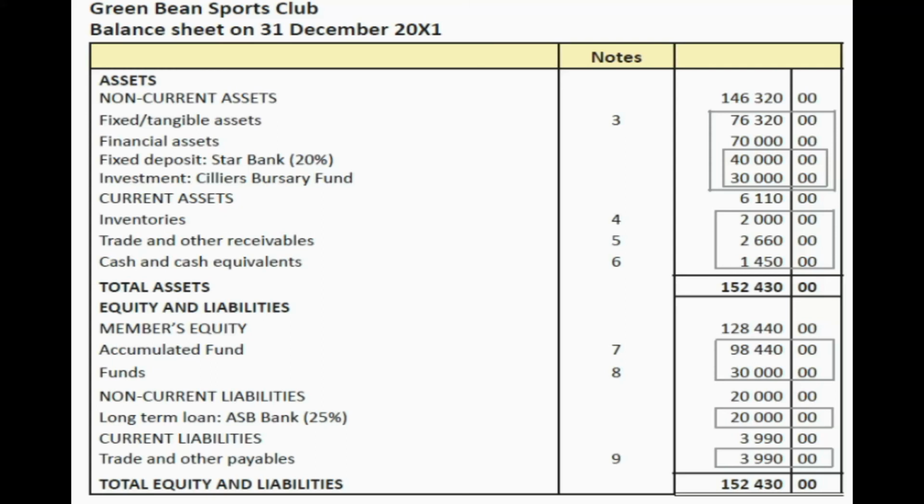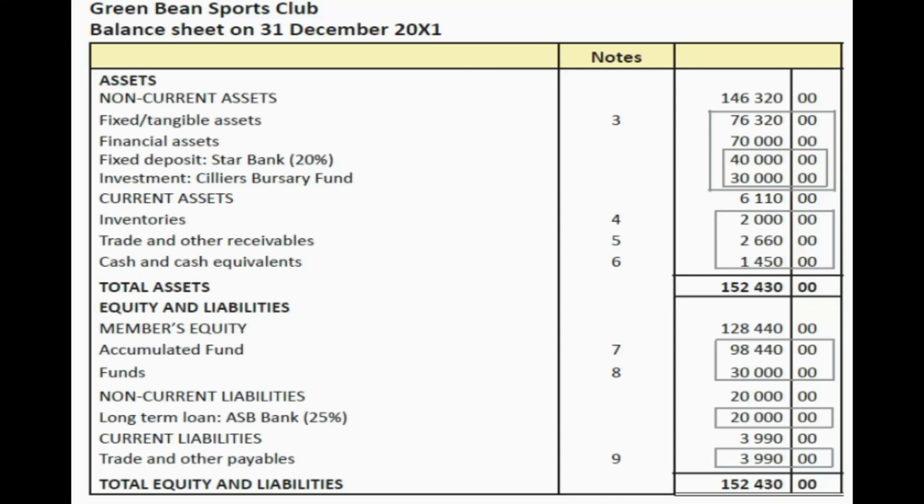Okay, I'm quickly going to go through the balance sheet, the entries in the balance sheet. I see my lesson is getting a bit long now. Okay, we start with non-current assets. Remember, in the balance sheet we've got two headings under the assets, non-current assets and current assets. Non-current assets consist of tangible fixed assets and financial assets.